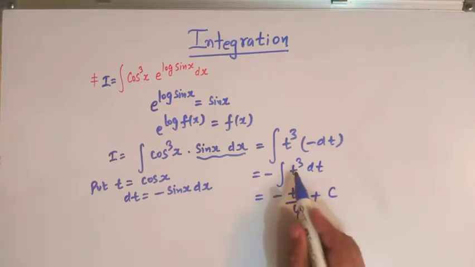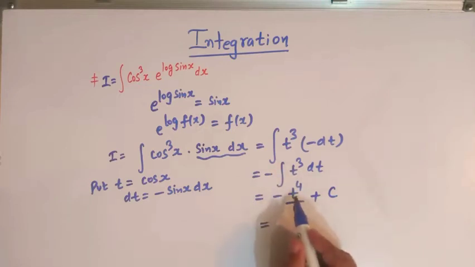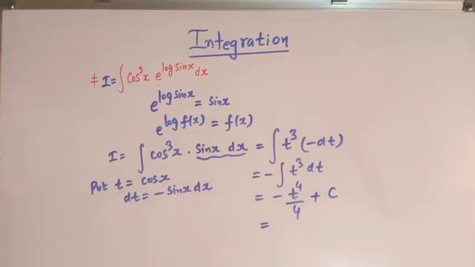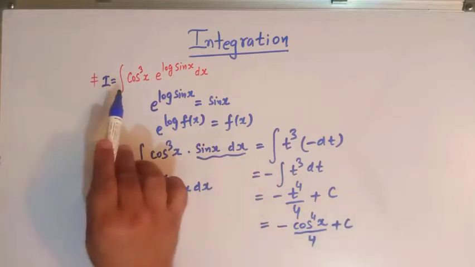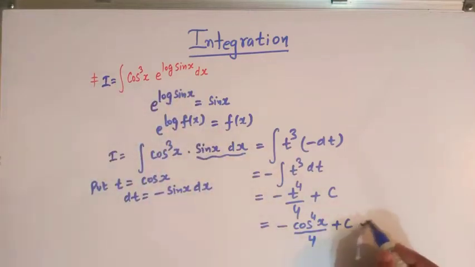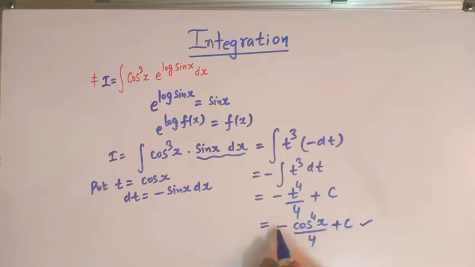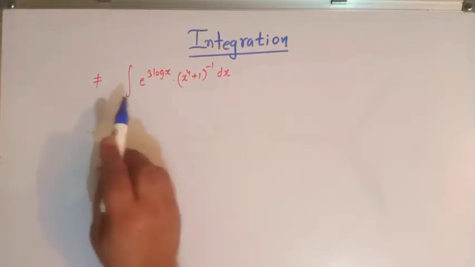And if we again resubstitute the value of t, which is cos x, we have minus cos x raised to 4 divided by 4 plus c. So viewers, the value of this integral is cos x raised to 4 divided by 4, and here we have minus sign plus c. Now viewers, let us take this problem.